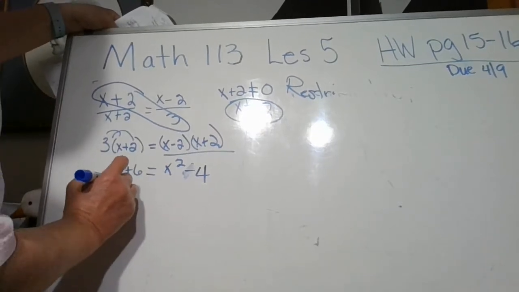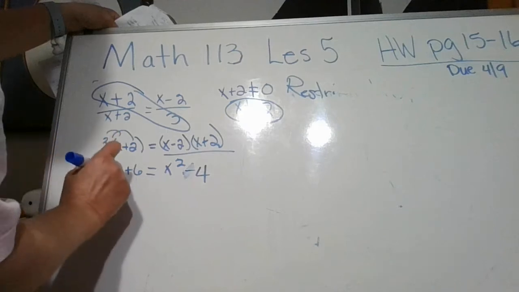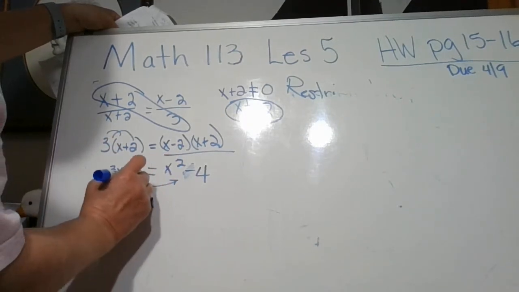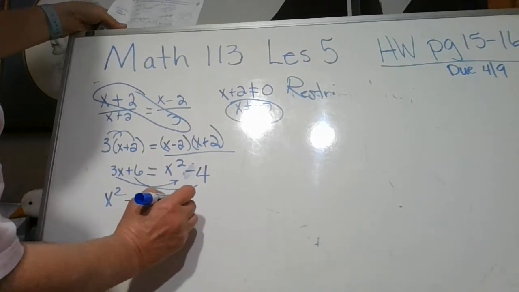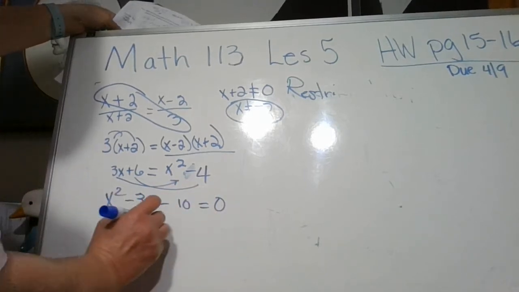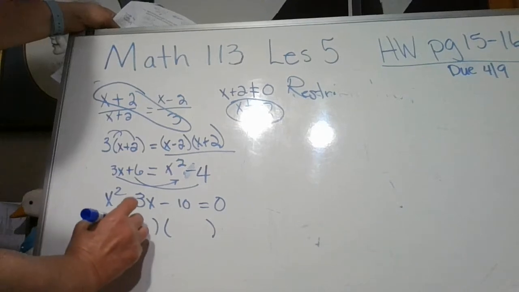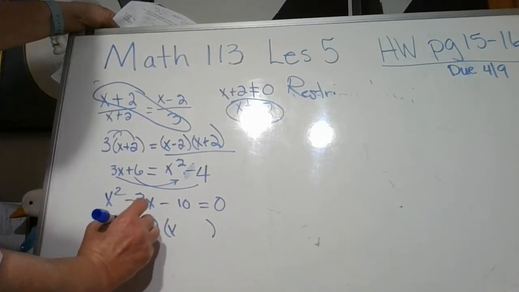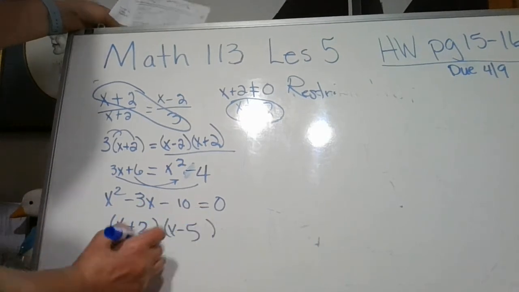Now I need to get all of this together. So I'm going to bring my x squared, which is positive, over here. So I'm going to bring my 3x over to that side, which makes it a negative 3x. I'll bring that over there, which is going to make it a negative 10. That's equal to 0. Okay, I believe I can factor this and say x plus 2 and x minus 5. Would that work?